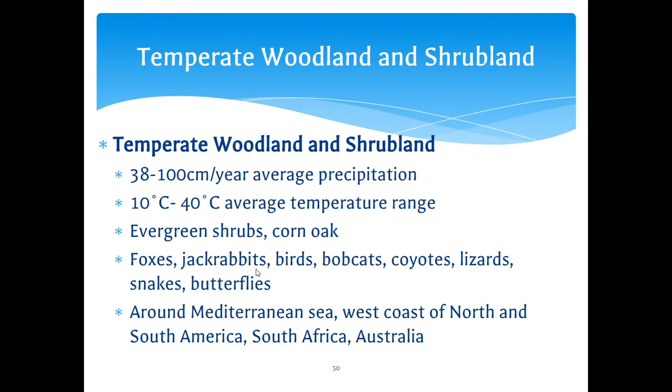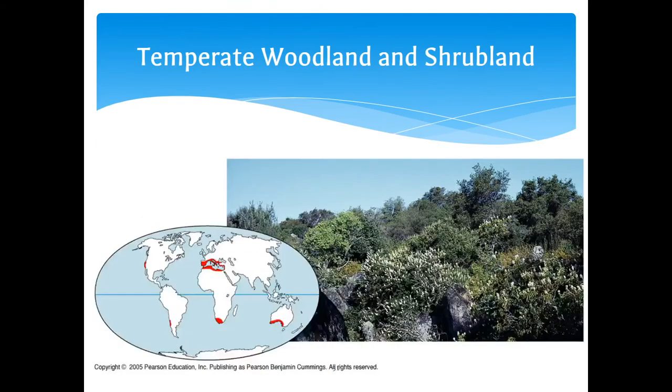Temperate woodland and shrubland. The temperate woodland and shrubland have 38 to 100 centimeters a year of average precipitation. 10 degrees Celsius to 40 degrees Celsius, so we're starting to get a little warmer now. Evergreen shrubs, corn oaks, foxes, jackrabbits, birds, bobcats, coyotes, lizards, snakes, and butterflies. You're around the Mediterranean Sea, the west coast of North and South America, and South Africa, including Australia.